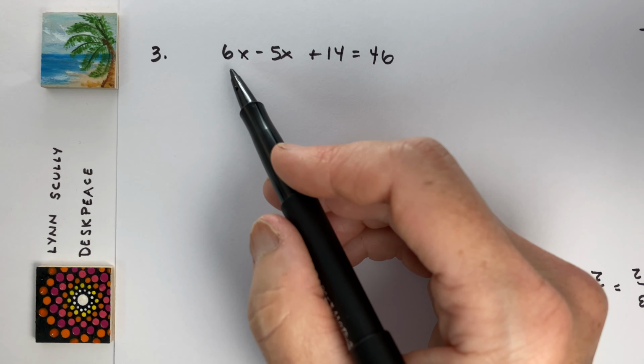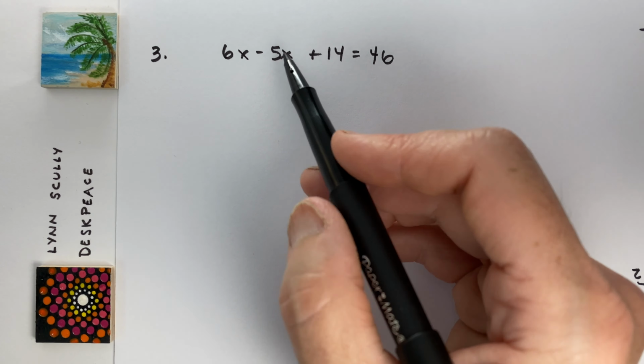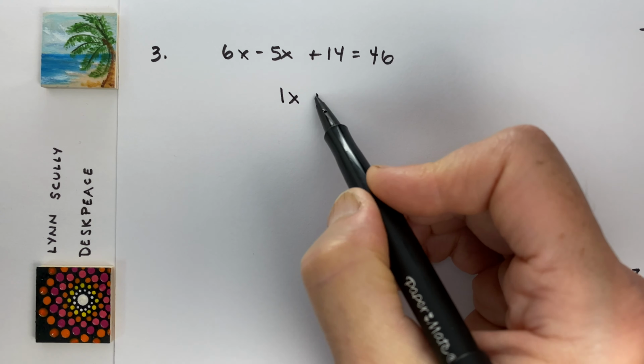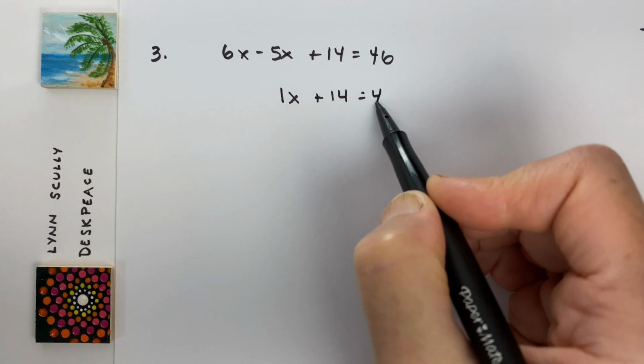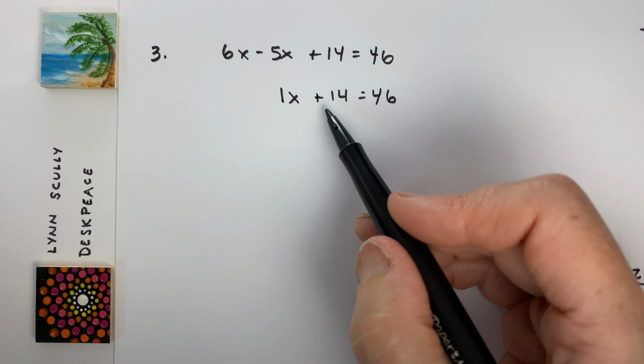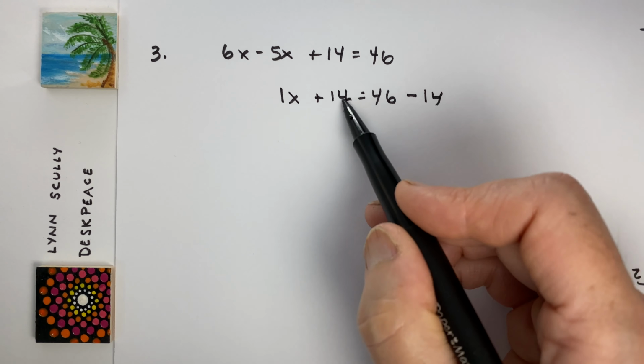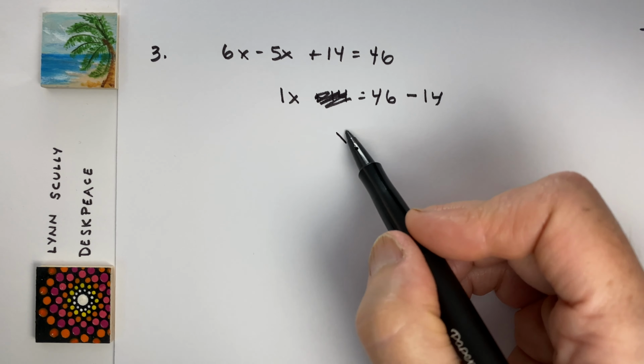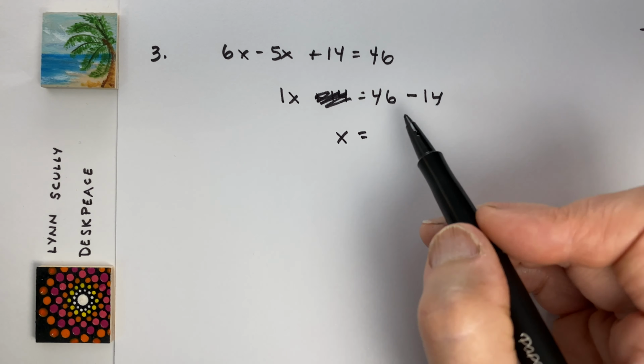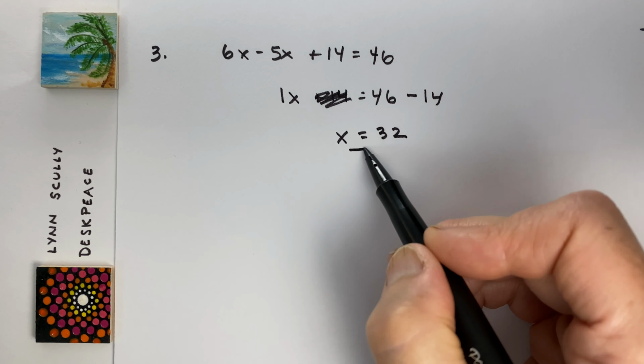Number 3, 6x minus 5x plus 14 equals 46. Let's combine our like terms. 6x's minus 5x's leaves 1x plus 14 equals 46. This 14 is attached to my unknown by addition, so I'll move it by subtraction to the other side of the equal sign. And I'm getting x equals 46 minus 14 is 32.